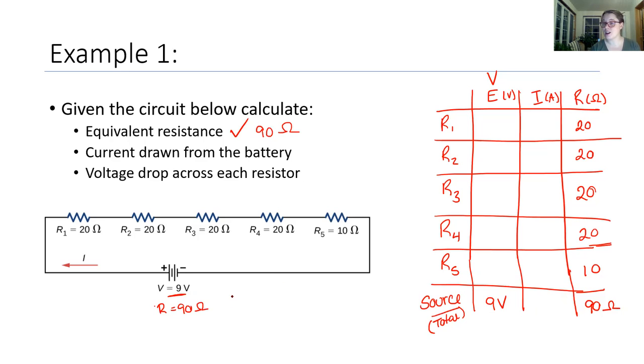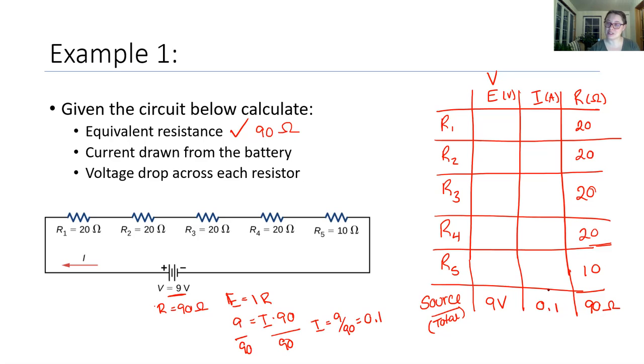So using Ohm's law, we can apply Ohm's law at any point in this circuit. So Ohm's law says that E equals IR. And this is an example of using other resources, and some resources use V and some resources use E. I apologize for the inconsistency. So E equals IR. So we have 9 is equal to I times 90. Divide both by 90. And current is equal to 9 over 90, which is 0.1. So you have 0.1 amps.